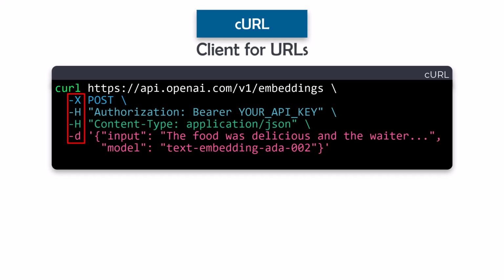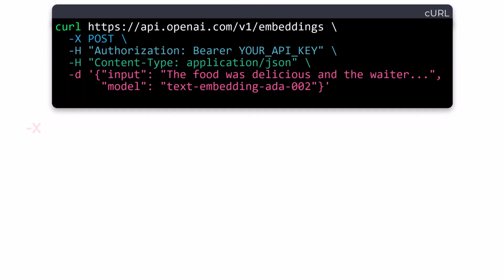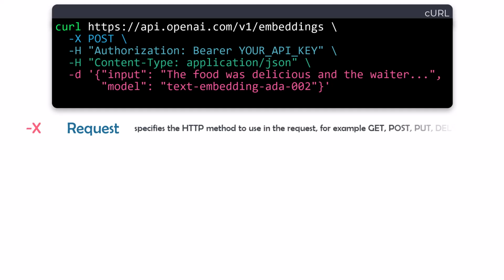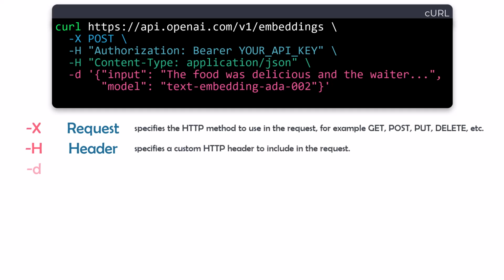I will show you the most important flags that we will use in this video. The first one is X. It stands for request. It specifies the HTTP method to use in the request, for example GET, POST, PUT, DELETE, etc. The next one is H and stands for header. It specifies a custom HTTP header to include in the request. The next one is D and stands for data. It specifies data to be sent in the body of the request, typically for POST or PUT requests.